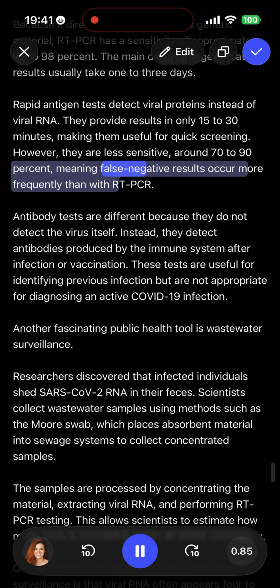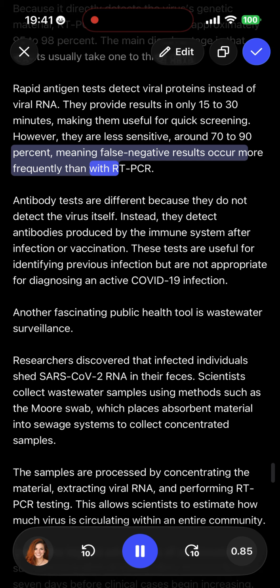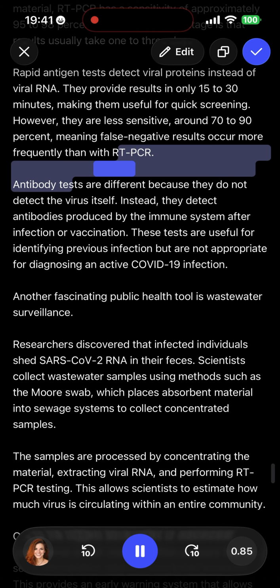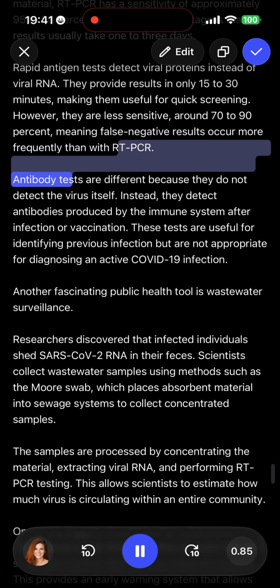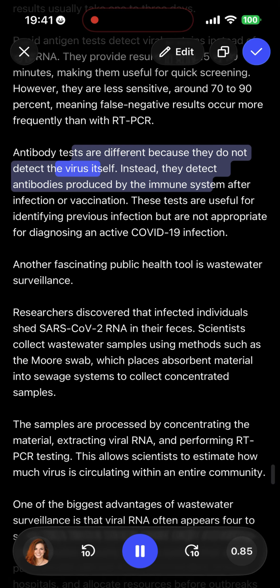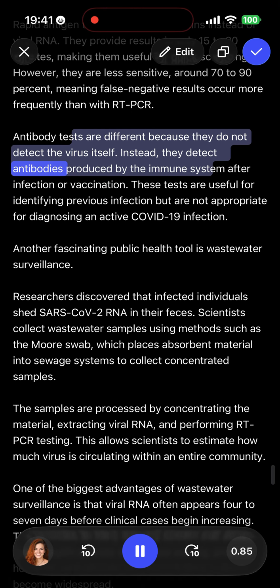Antibody tests are different because they do not detect the virus itself. Instead, they detect antibodies produced by the immune system after infection or vaccination. These tests are useful for identifying previous infection but are not appropriate for diagnosing an active COVID-19 infection.